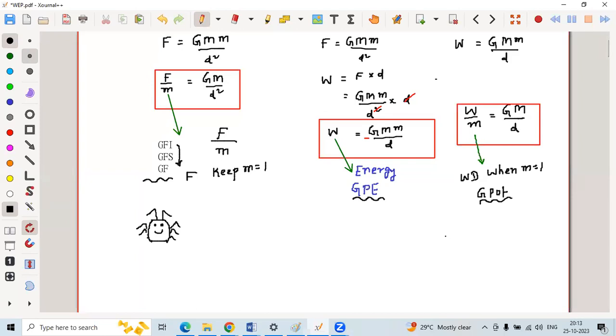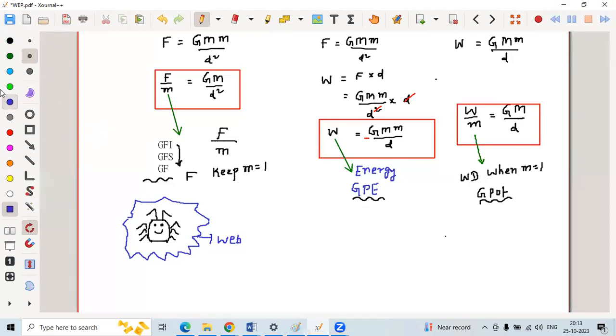Can anyone say what is this? Crab. Spider. Very good. This blue color thing? Web. Very good. Web. Buddha, what are you doing? I'm just trying to convey what is field intensity, what is field, what is source, what is test, what is potential energy, what is potential. To extend that, a small kind of work. Okay.